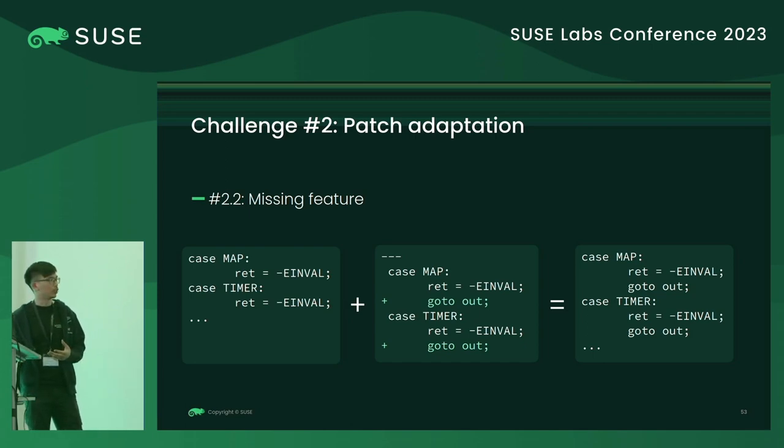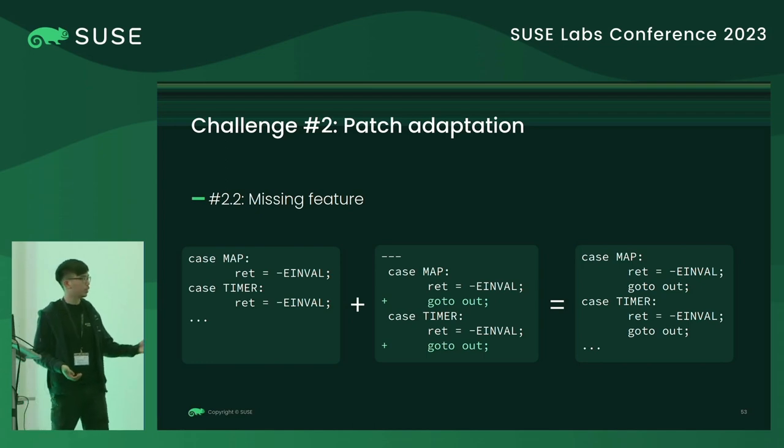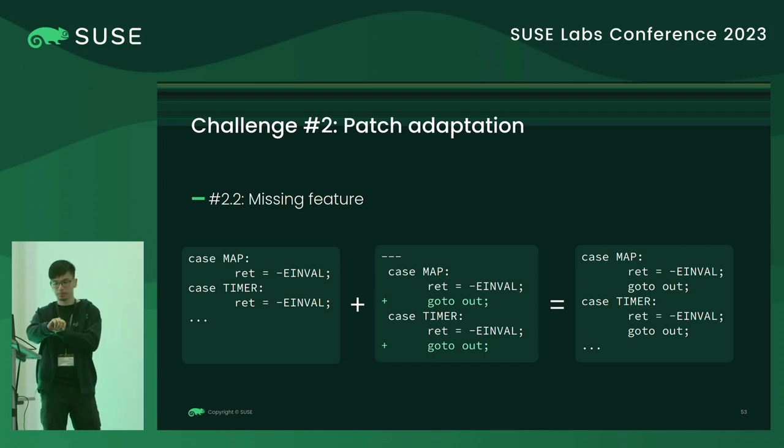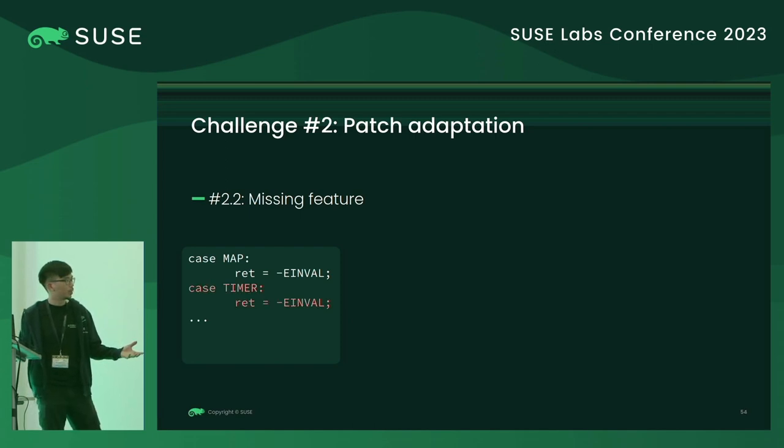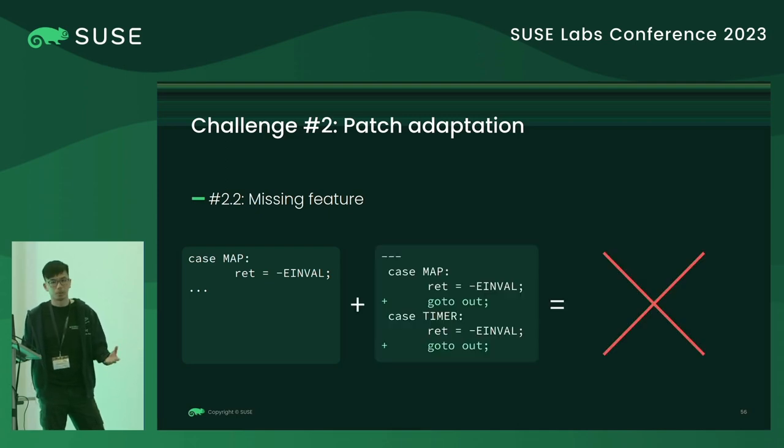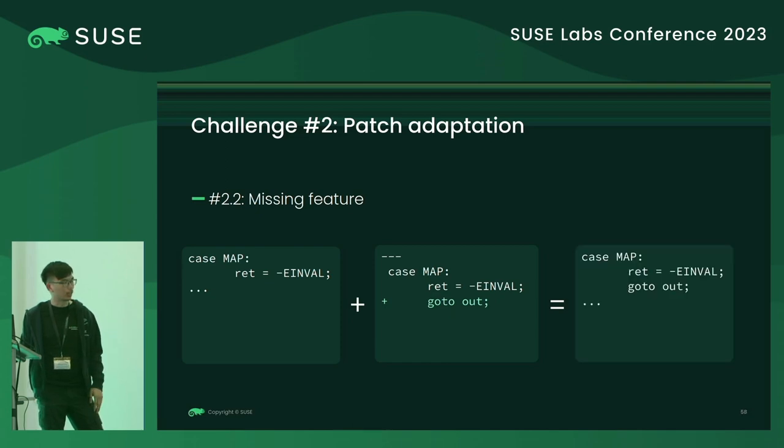Sometimes your downstream patches, those in maintenance, will have some missing feature. For example, here's the upstream patch I have. The upstream patch adds the goto out to two different case statements. But say in my downstream, I might not have backported this feature called timer. So my downstream will look like this. And of course, if I try to apply it directly, it won't work. Here we do the same thing. We need to manually intervene, remove this chunk, and then it'll work.